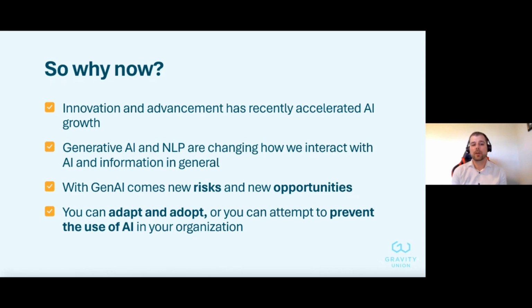So of course, with this type of technology comes a lot of new risks, but also a lot of new opportunities for us as a business and organization that we can take advantage of and should take advantage of. So really, you kind of have two choices, right? You can adapt and adopt to this new AI world that we're going to be living in, or you can attempt to prevent the use of AI in your organization, which we know can be a struggle in itself.